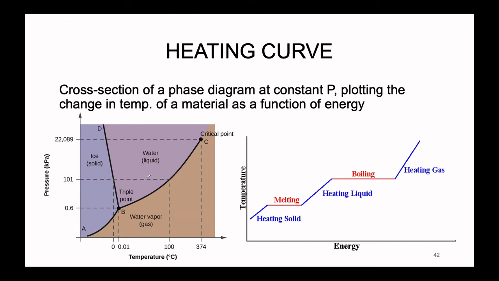The last thing that we need to talk about today is what is known as a heating curve. The reason we need to talk about this is that thus far we've only addressed q equals n delta H, the amount of energy required to be put into a system or taken out of a system as it changes phase.